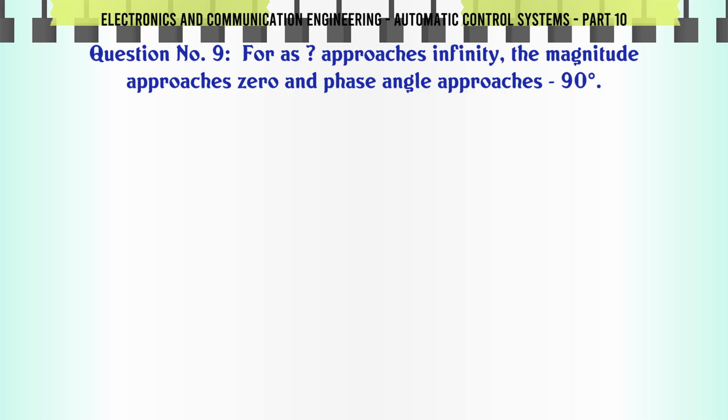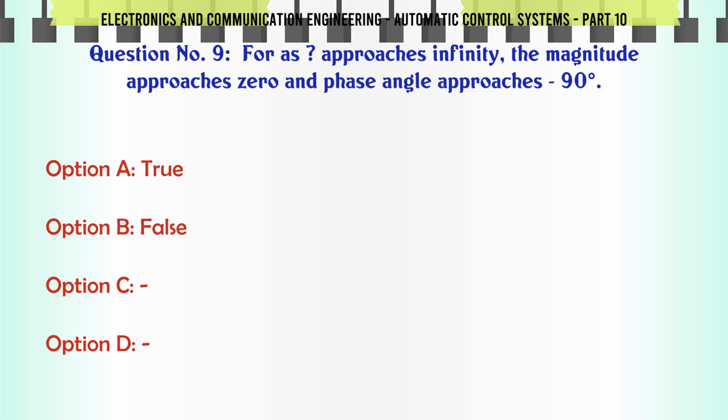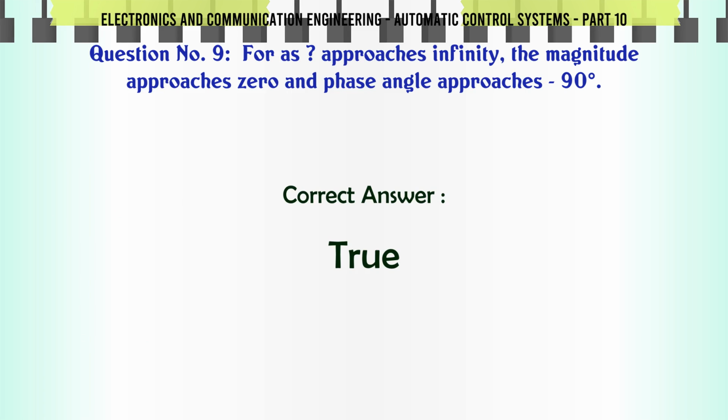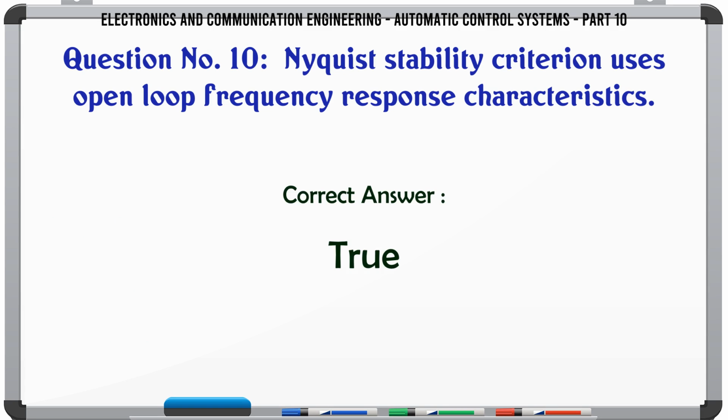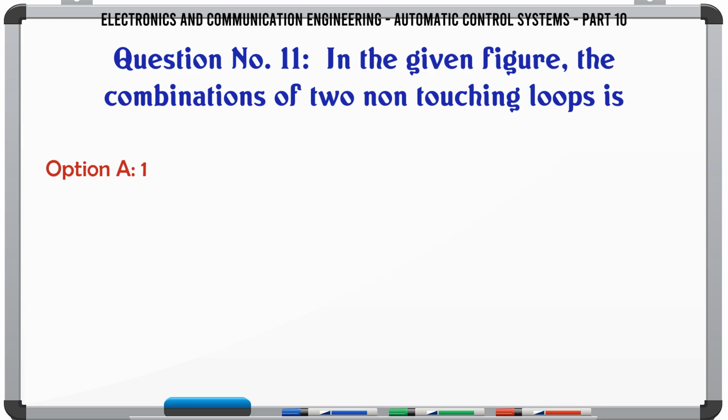For s approaches infinity, the magnitude approaches 0 and phase angle approaches 90. A true, B false. The correct answer is true. Nyquist stability criterion uses open loop frequency response characteristics. A true, B false. The correct answer is true. In the given figure, the combinations of two non-touching loops is A 1, B 2, C 3, D 4. The correct answer is 2.